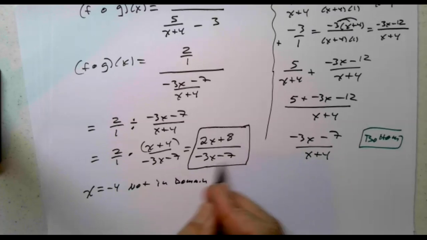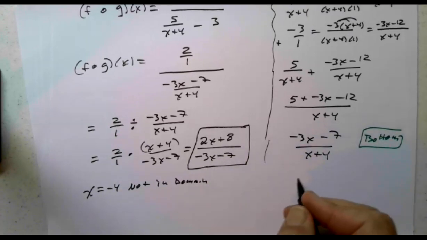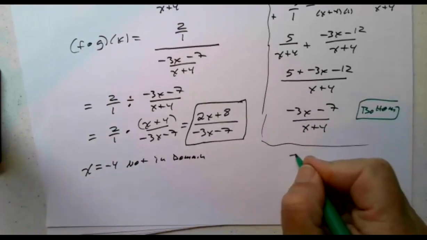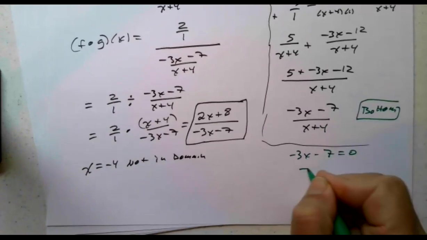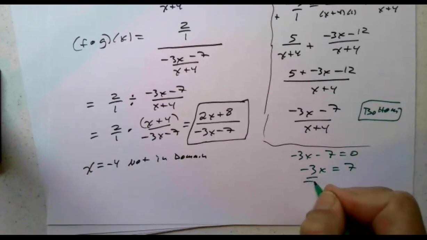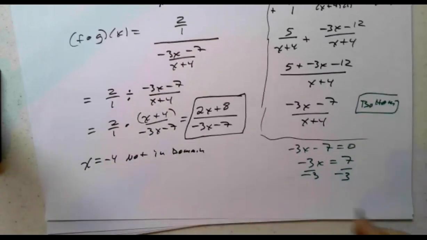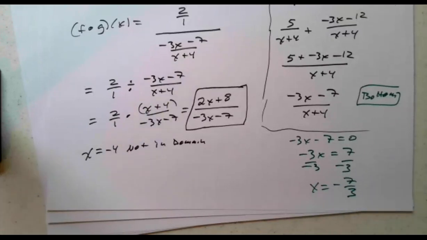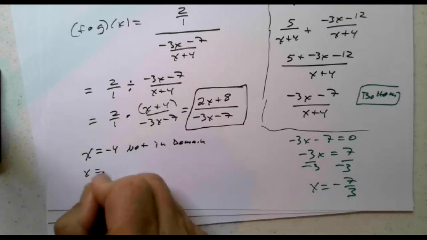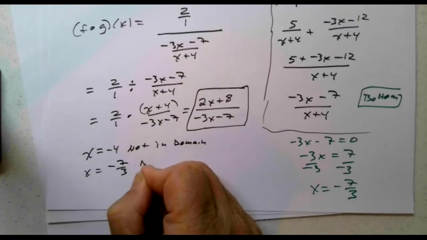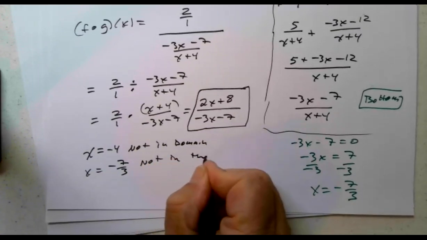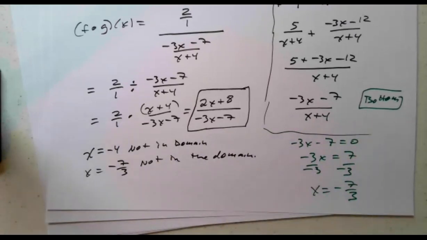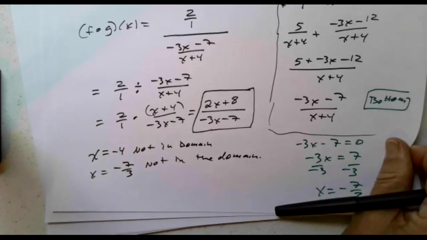Now here, negative 3x minus 7 also cannot be 0. So let's find a part of the page to do that analysis. What if negative 3x minus 7 is 0? That means negative 3x equals 7, divided by negative 3. That means x is negative 7/3. So negative 7/3 is not in the domain. So let's try to collect all this information that we have, and then we'll try to check it as best we can.